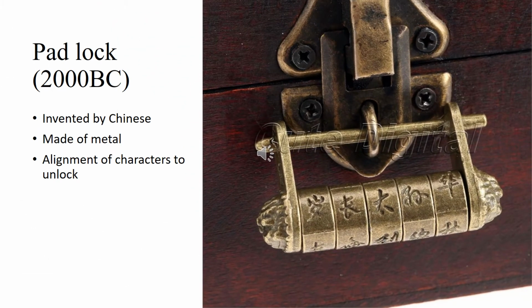Around the same time as the Romans, the Chinese independently came up with their ideas of the padlock. The earliest form of computational lock required simple alignment of a character to unlock.